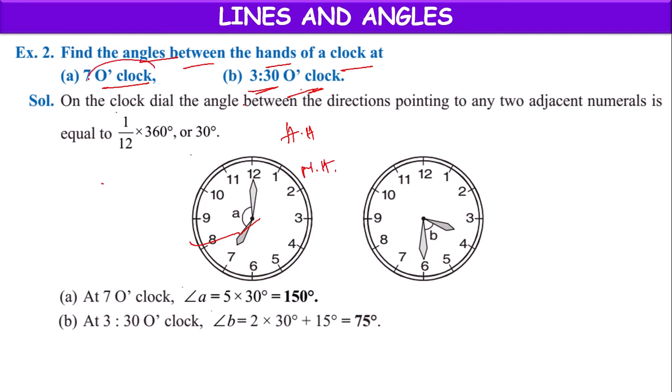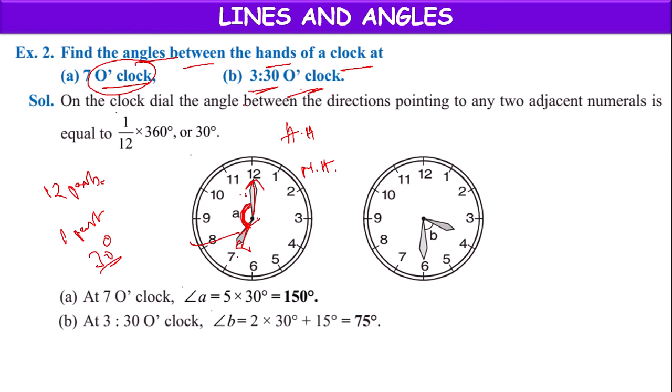At 7 o'clock, the hour hand will be at 7 and the minute hand will be at 12. Means the rotation will be between 7 and 12. But between 7 and 12, how many parts are there in total? We have 12 parts in the clock. So 1 part, equal to 1 hour, is equal to 30 degrees.